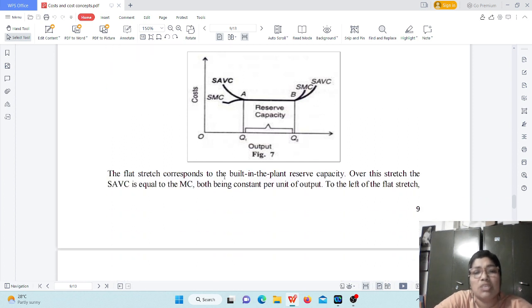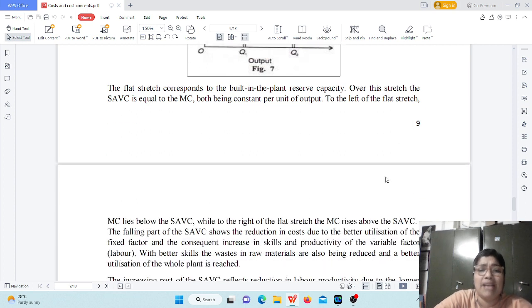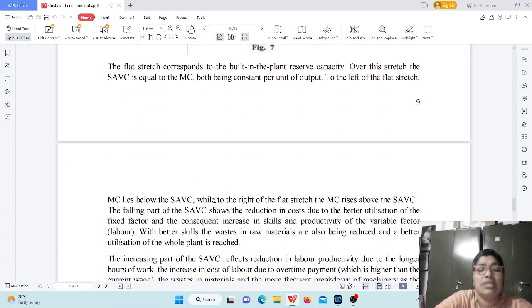Now, the flat stretch corresponds to built-in plant reserve capacity. So it's already written here. It is because of the built-in plant reserve capacity. So over this stretch, SAVC is equal to MC, both being constant per unit of time. So SMC also remains constant at this reserve capacity over this range of output. To the left of the flat stretch, MC lies below SAVC. To the right of the flat stretch, MC lies above SAVC.